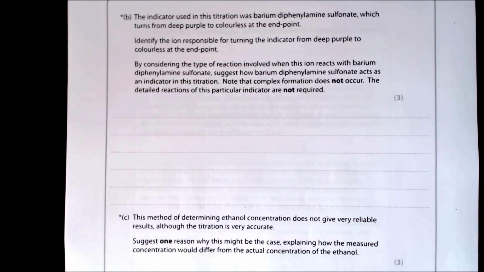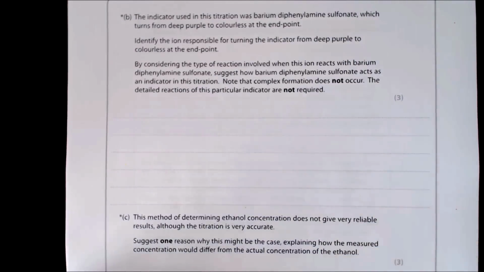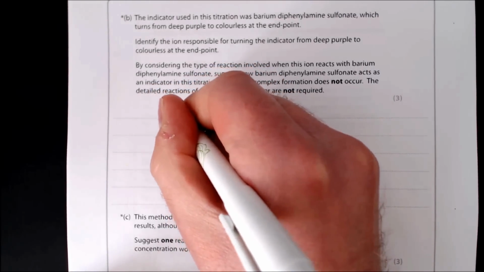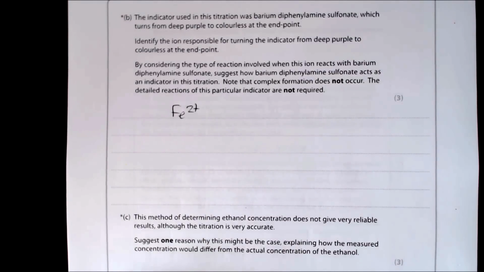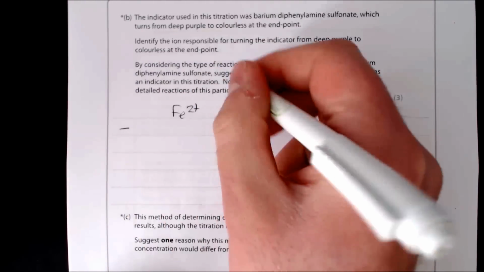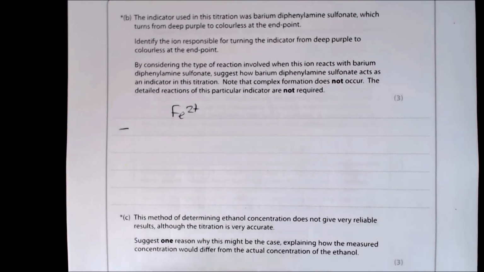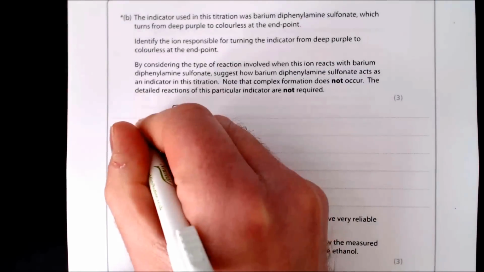Okay, right. Thank the Lord for that. Right, so obviously what this is reacting with is the iron 2+ ions that are in your solution. So let's put that on there. So put Fe2+. That's the ion responsible. And then obviously what we have to say is what type of indicator is this? Well, this is a redox reaction. So that's the type of indicator it is.